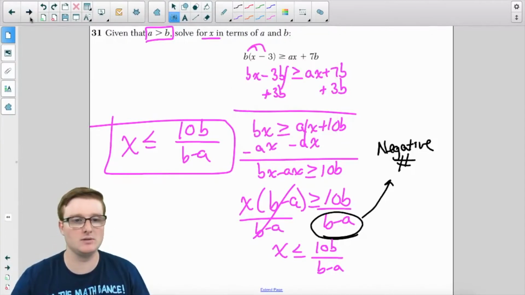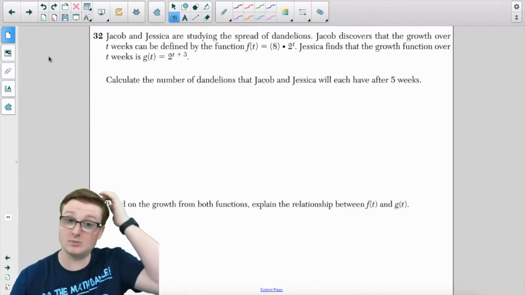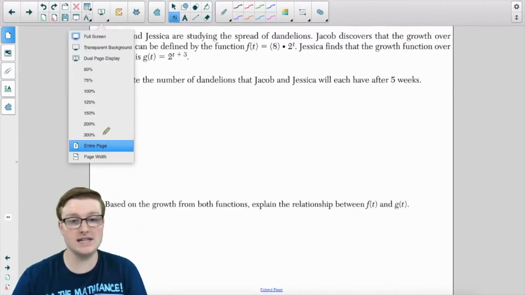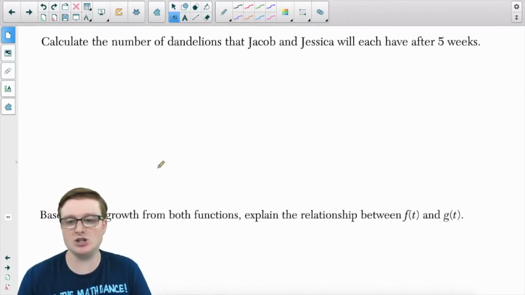Question 32. Jacob and Jessica are studying the spread of dandelions. Jacob discovers that the growth over t weeks can be defined by the function f of t equals 8 times 2 raised to the t. Jessica finds that the growth function over t weeks is given by g of t equals 2 raised to the t plus 3 power. Calculate the number of dandelions that Jacob and Jessica will each have after 5 weeks.